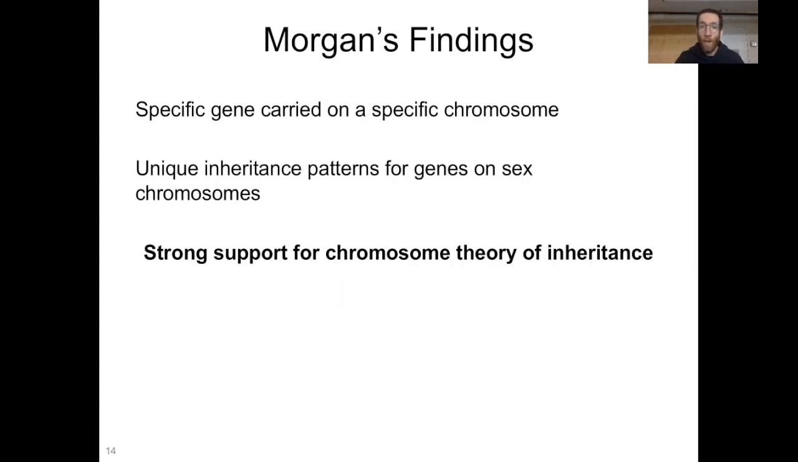So Morgan's findings were that specific genes were carried on specific chromosomes. He was able to document this by showing the unique inheritance pattern for genes specifically on the sex chromosomes, the X chromosome in this case. The fact that the behavior of the alleles corresponded so closely to the behavior of the chromosomes was extremely strong support for the chromosome theory of inheritance.